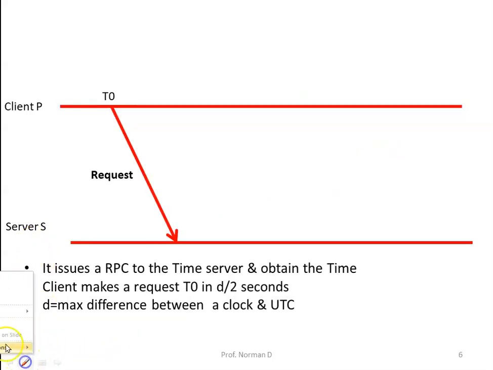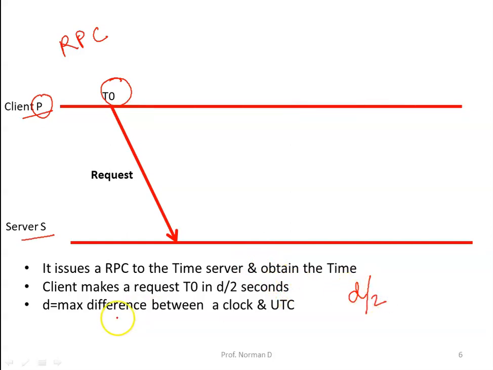Now we will assume that we have a client P and a server S. Client P wants to correct its time based upon the time server. So client P will issue an RPC to the server and obtain the time. The client makes a request at T0, within D by 2 seconds.